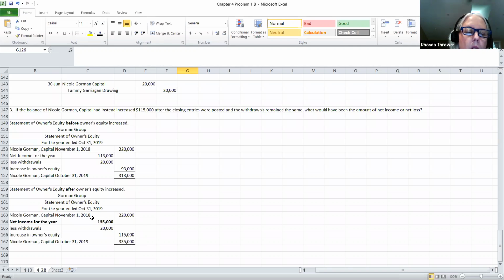And so all they wanted was to show the effect of what would happen to the net income. So my net income would have ended up being more than it was up here, which would have affected the ending owner's equity because these two are combined just like always.